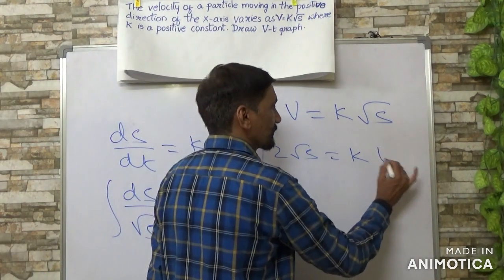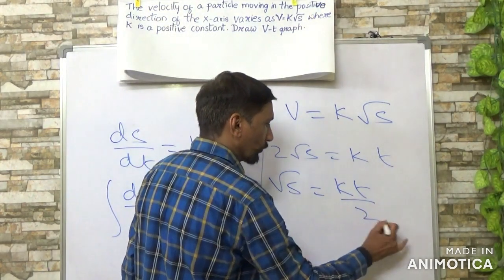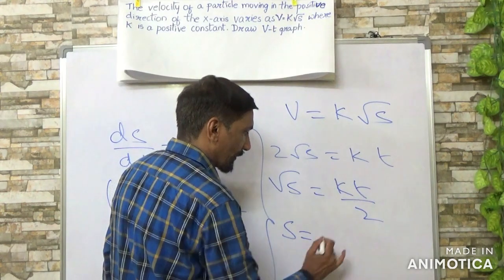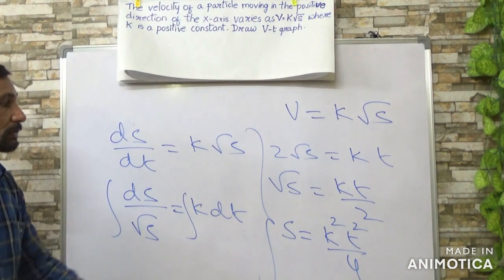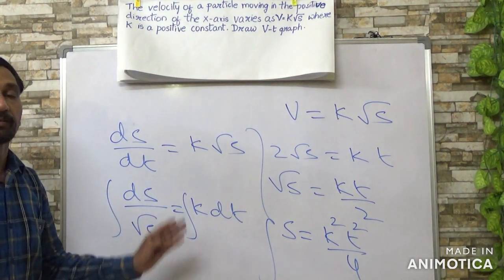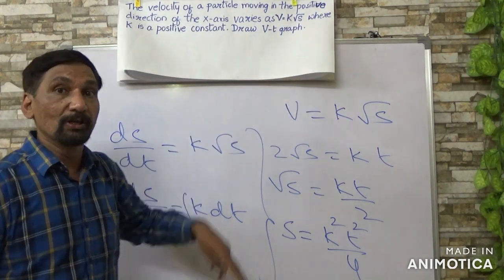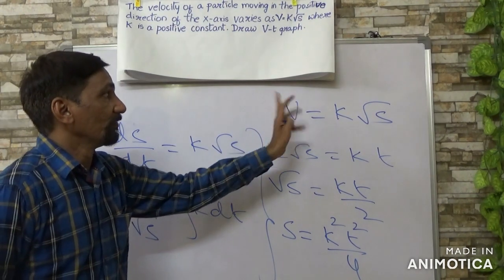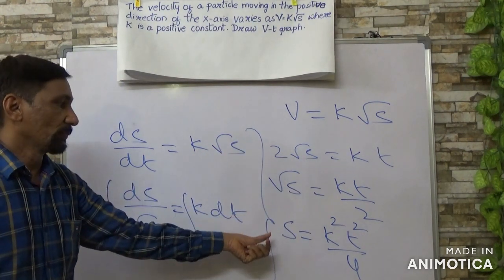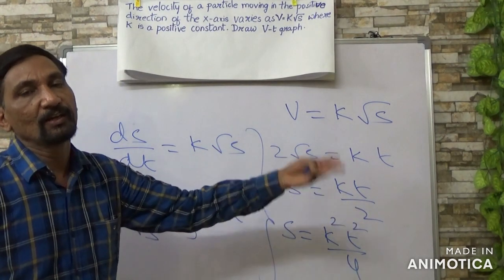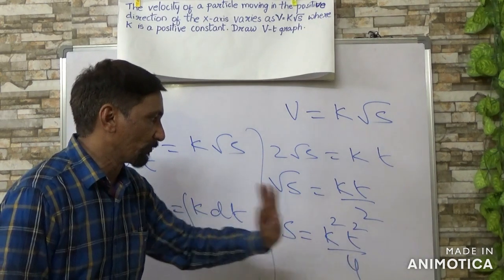Integral dt is t, right? So root s equal to kt by 2. Squaring on both sides, k square t square by 4. So this is about displacement. Okay, so why are we doing all these things? Because the question is about v versus t, but you have given v versus root s. So you have to find the relation between velocity and time. So whenever displacement is known, further you differentiate, you get velocity, right? So displacement equal to k square t square by 4.